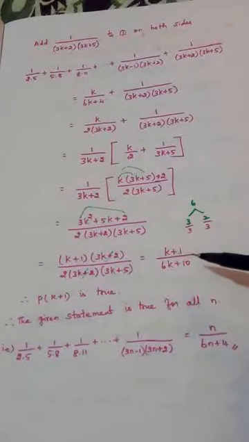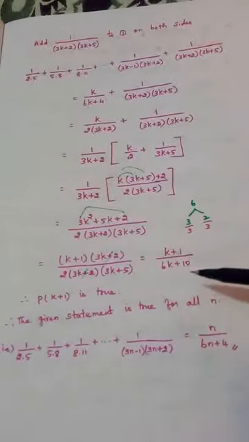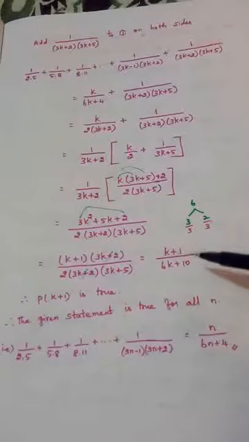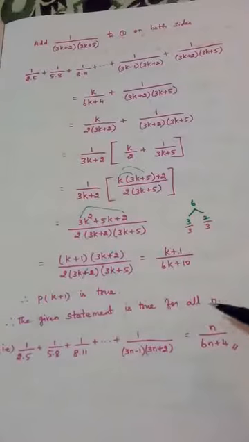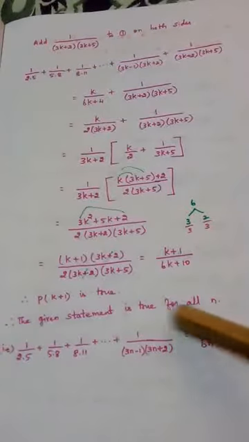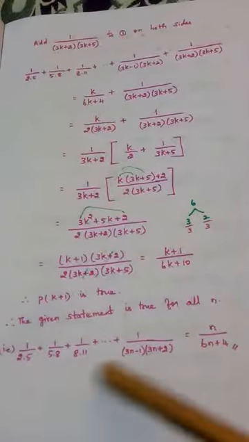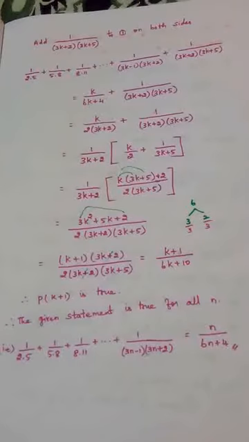If you see what is to get, this is the answer to get: k plus 1 by 6k plus 10. So we will say P of k plus 1 is true. Therefore the given statement is true for all the values of n. Hence the formula given is correct, and we have proved this using mathematical induction. This is what we are continuously doing. We will go for the next sum.